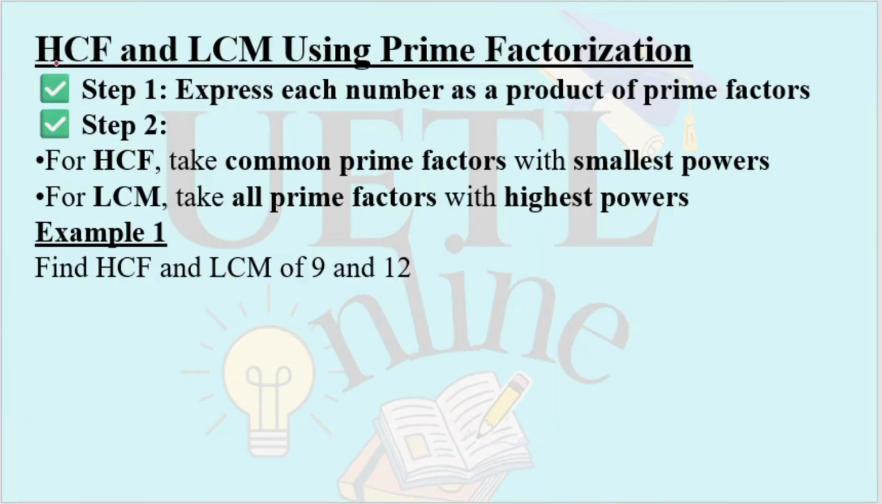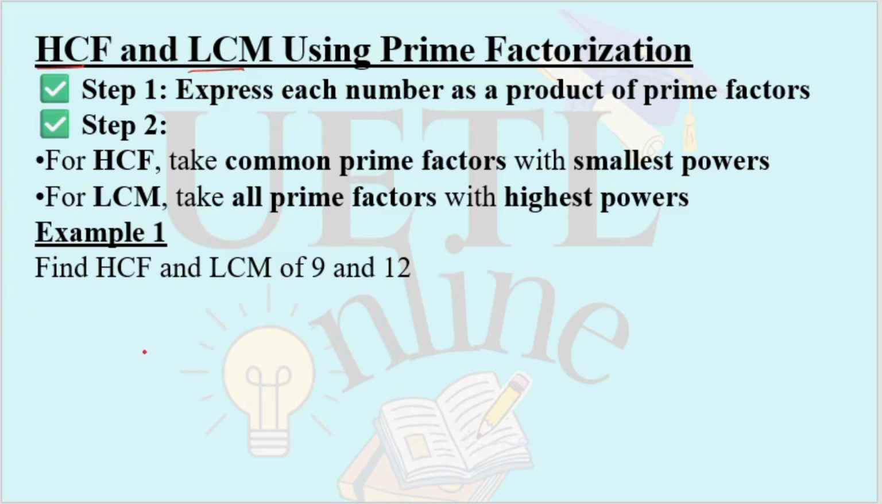Let's go to our next concept, which is HCF and LCM using prime factorization. HCF is the highest common factor, and LCM is the lowest common multiple. The first step is to express each number as a product of prime factors. Step 2: for HCF, take the common prime factors with smaller powers. For LCM, take all prime factors with highest powers. Let's go and see how to do it.